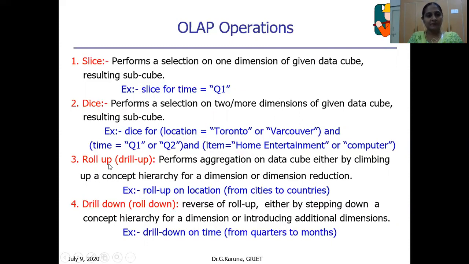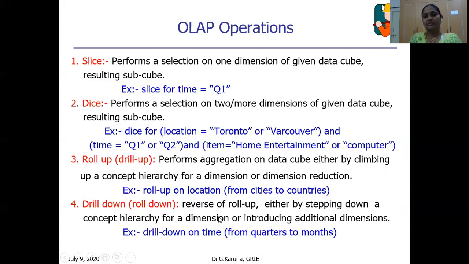Now coming to the roll up, or the drill up. It performs aggregation or summarization on the data cube either by climbing up a concept hierarchy for a dimension or by dimension reduction. So simply, we are going to summarize or consolidate the given dimensions to a higher level. For roll up on location, instead of cities, because the data in our data cube is given for cities, now I would like to make it for countries. So country-wide I am taking the analysis. This is nothing but roll up.